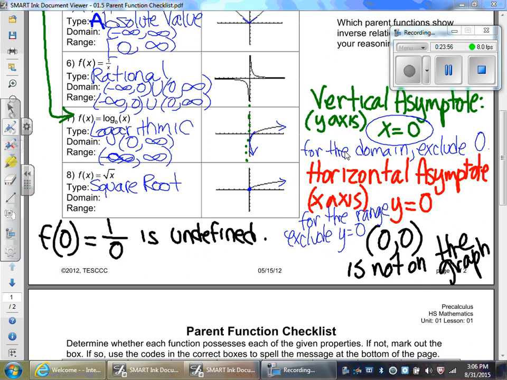Okay, so for domain, Catherine, what do you think will be the smallest x value? 0. Should we include 0? Yes, very good. And think about this. Could you take the square root of 0? Yes, it's 0. So from 0 to what? Infinity. Very good. Now, what about the range? 0 to infinity. Should we include 0? Yes. Okay, so this will be the end of the video.